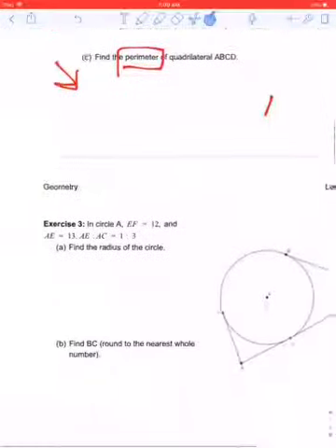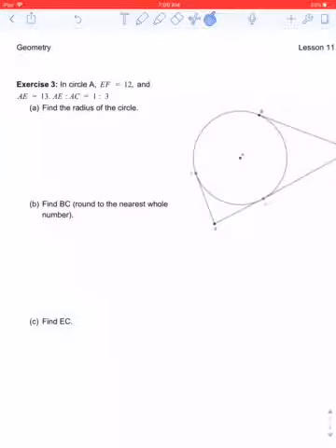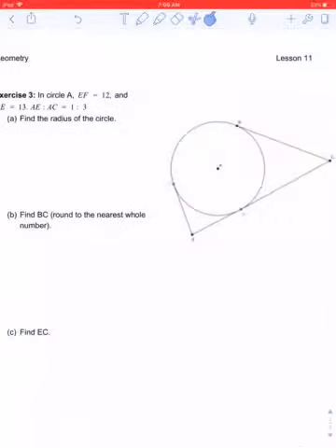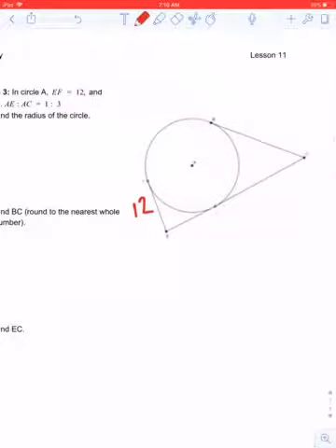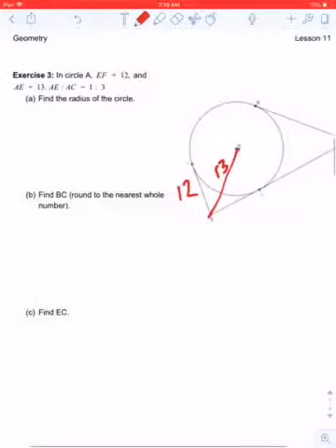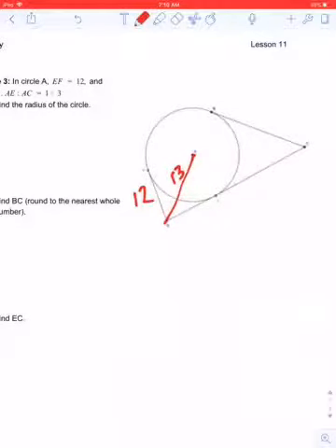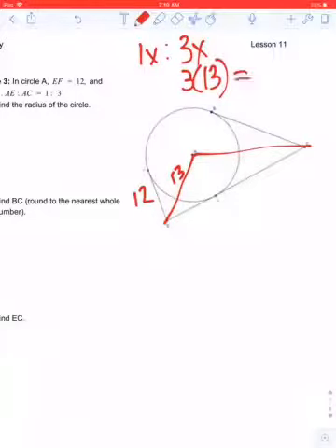Oops, sorry. Exercise 3. We have EF, so this guy here is 12. And AE, if I draw this guy in, is 13. And it says AE to AC is 1 to 3. So if AE is 1, that's the same thing as saying 1x to 3x. So if AE is 13, then AC we can draw in, we know has to be 3x. So we can do 3 times 13. 3 times 13 is 39. So we know that this guy over here has to be 39.